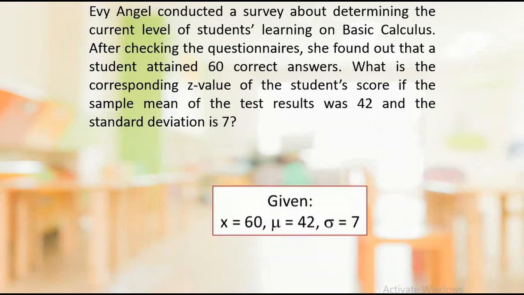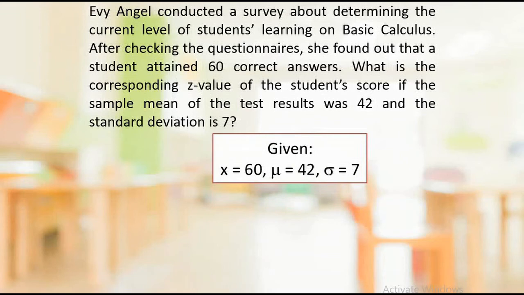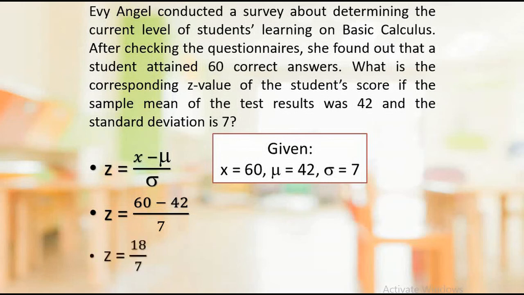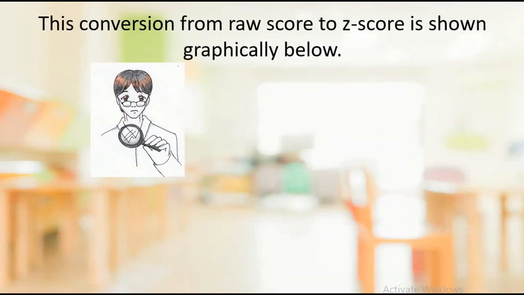So given x is equal to 60, mu or the mean is 42, and sigma or standard deviation is 7. So the formula for the z-score is x minus mu over the standard deviation or sigma. So that is 60 minus 42 over 7. That is 18 over 7. So z is equal to 2.57. This conversion from raw score to z-score is shown graphically below.